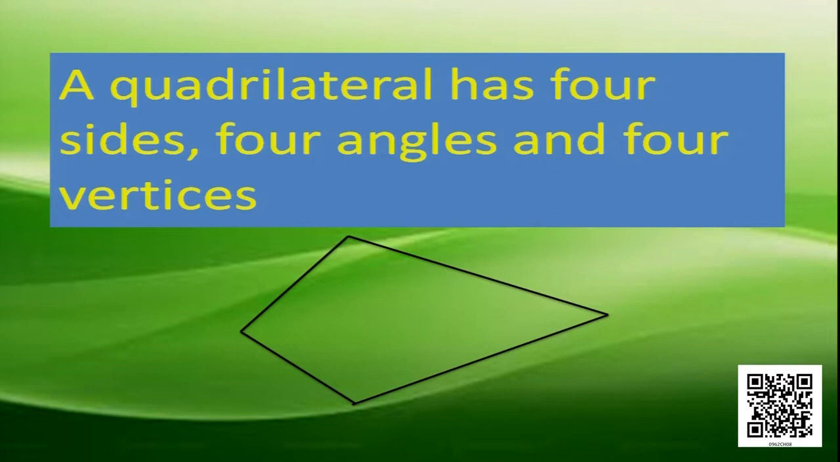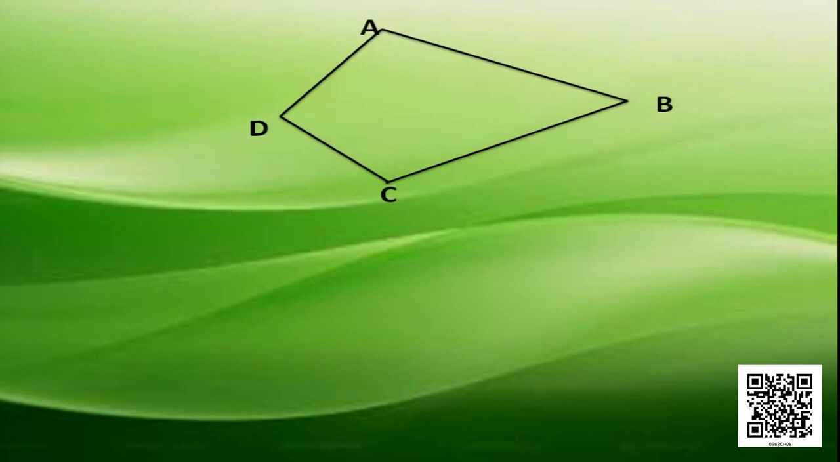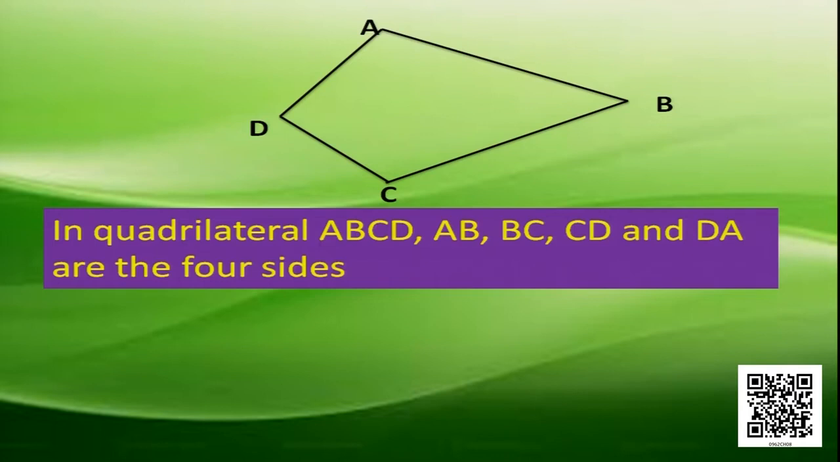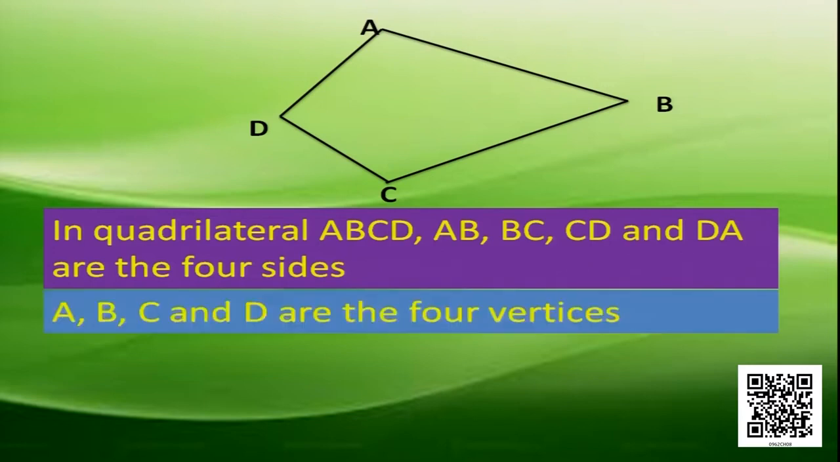A quadrilateral has 4 sides, 4 angles and 4 vertices. Let's identify these angles and vertices. In this figure, if we name the vertices A, B, C and D, then we can say in quadrilateral ABCD, AB, BC, CD and DA are the 4 sides. And what do we get more here? Here A, B, C and D, these 4 points are called the 4 vertices of the quadrilateral.